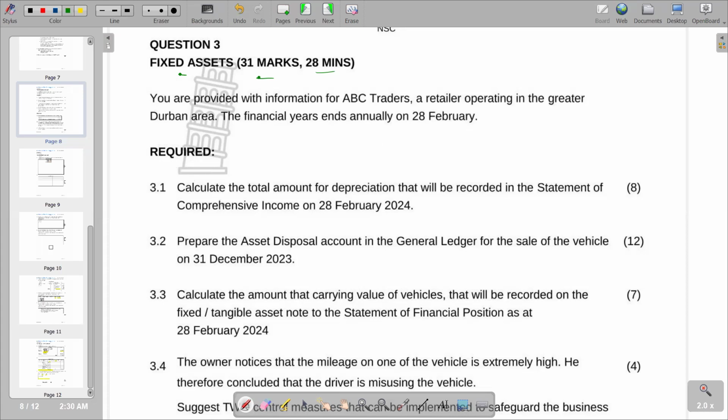So on the required part, calculate the total amount for depreciation that will be recorded in the statement of comprehensive income on 29 February 2024. The question has got 8 marks.